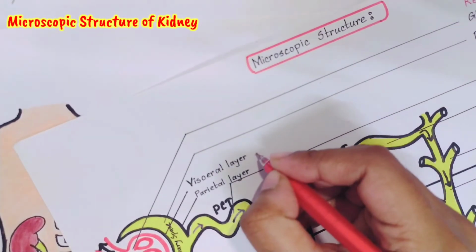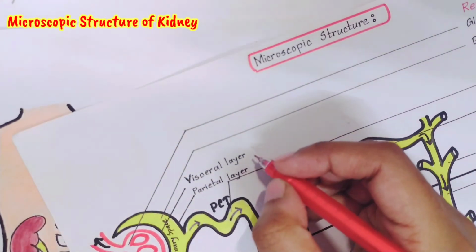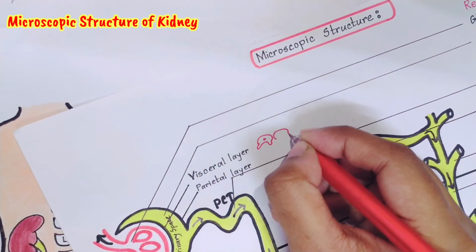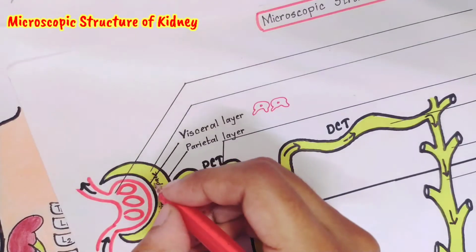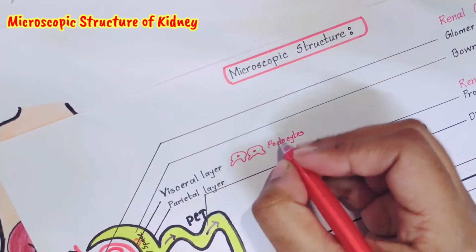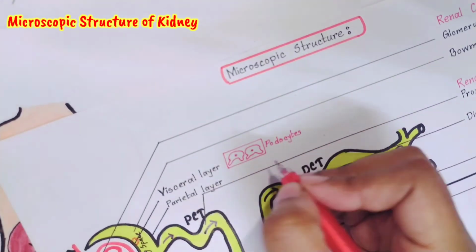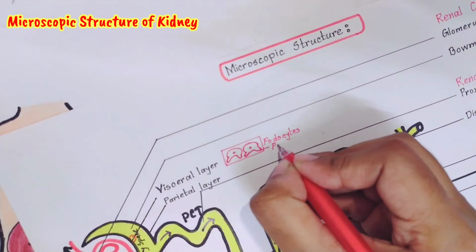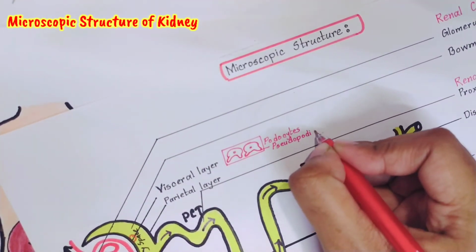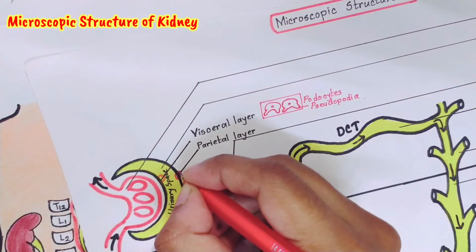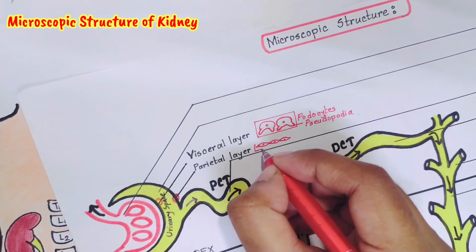The lining epithelium of the glomerular capillary has an outer visceral layer and an inner parietal layer. The outer visceral layer is lined by a specialized epithelium called podocytes. The podocytes have numerous pseudopodia that interdigitate to form filtration slits along the capillary wall. And the outer parietal layer is lined by simple squamous epithelium.